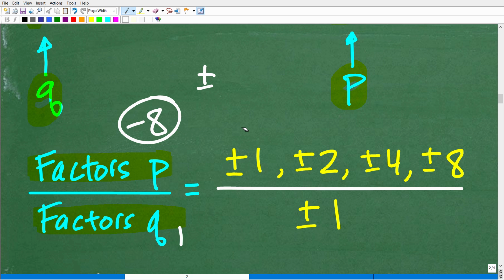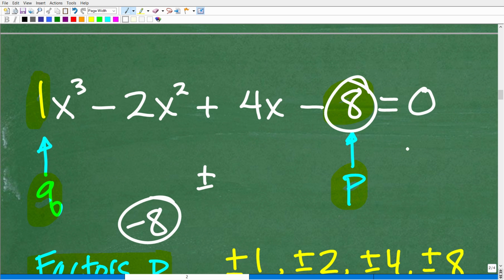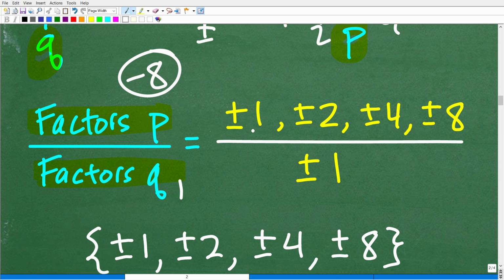All right, so again, whatever this number is, you're going to just start listing out the factors of 8. So 1 is a factor of 8, 2 is a factor of 8, 4 is a factor of 8, and 8 is a factor of 8. So we're going to list them with positives and negatives, just like this. Now, factors of 1, pretty easy. That is just 1, so positive and negative 1.